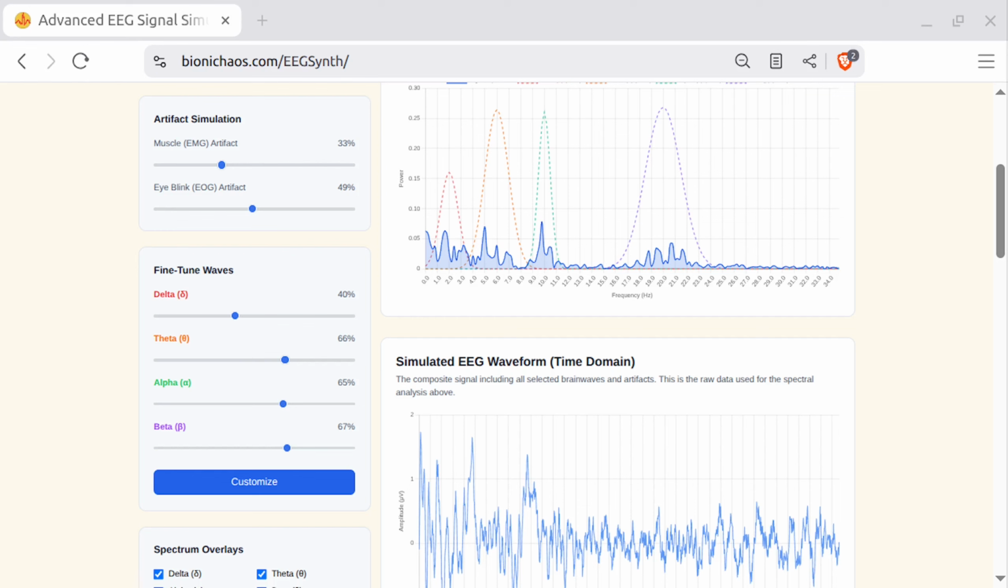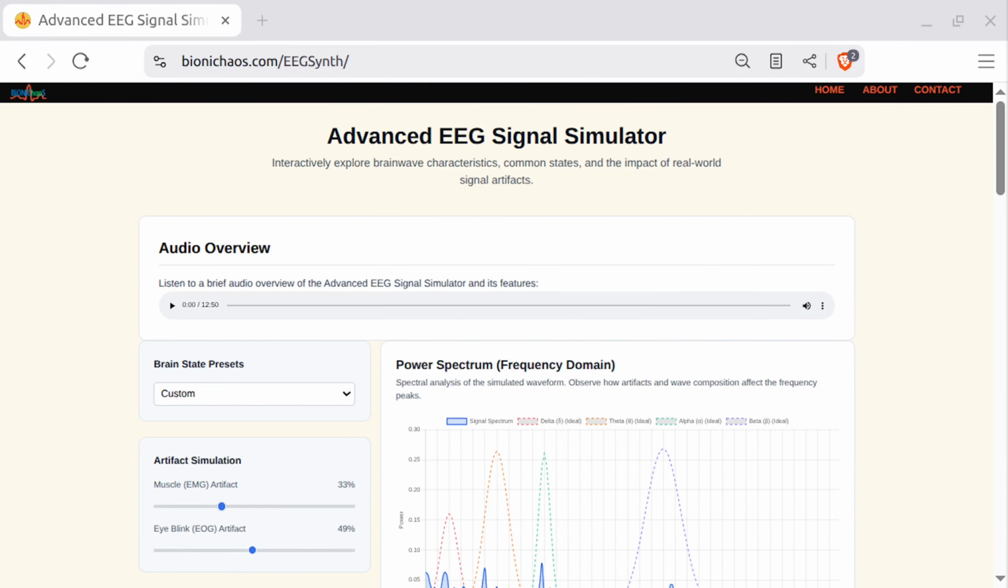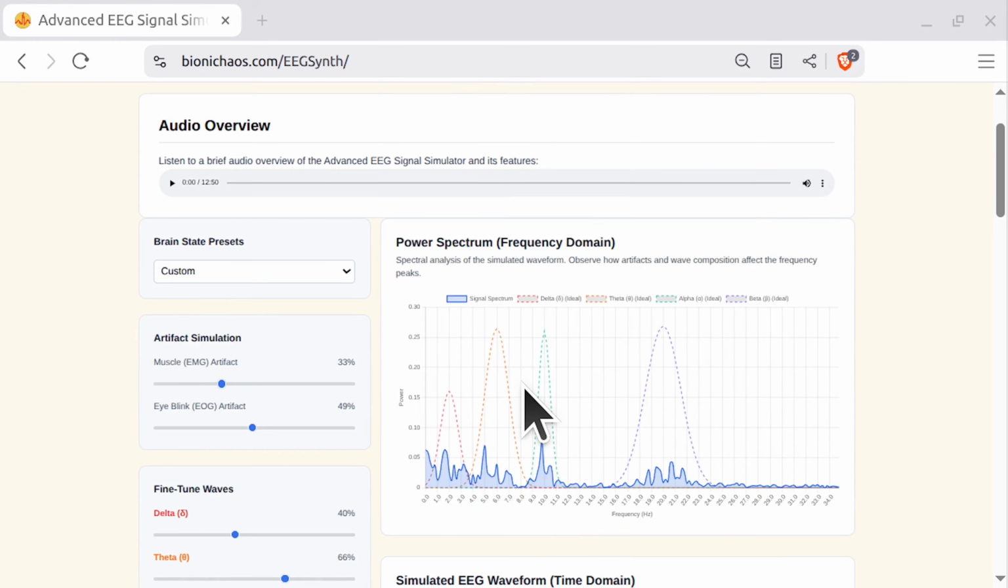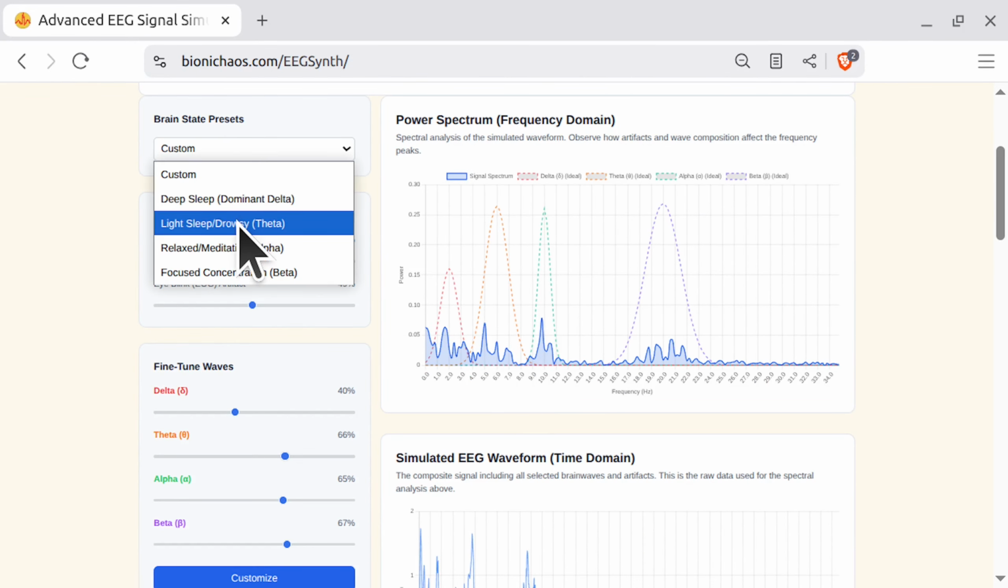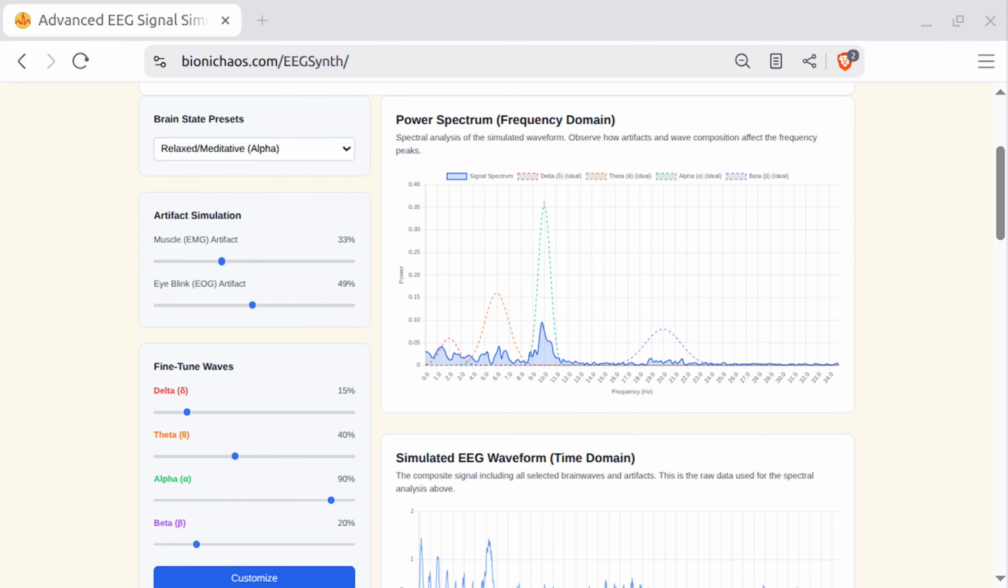models. Everything we do eventually ends up on BioniChaos.com, so go check out the tools. This one, for example, EEG Signal Simulation. It's generating synthetic data, not to be confused with fake data, as discussed with Perplexity before. Okay, so it's a single HTML, which is great.